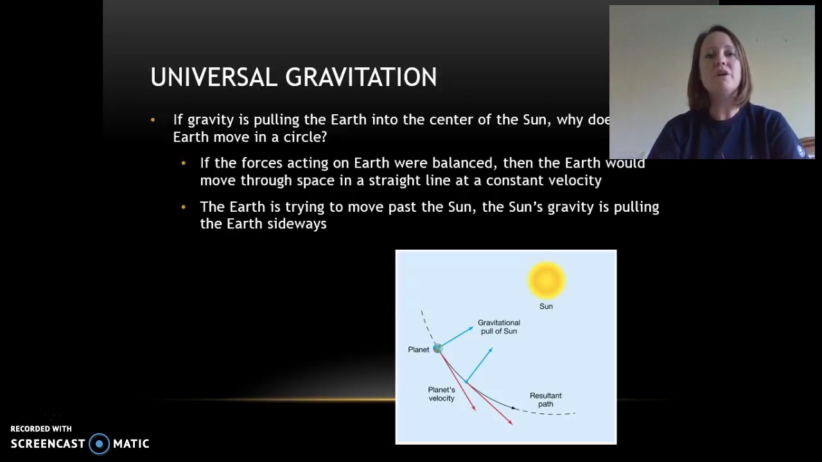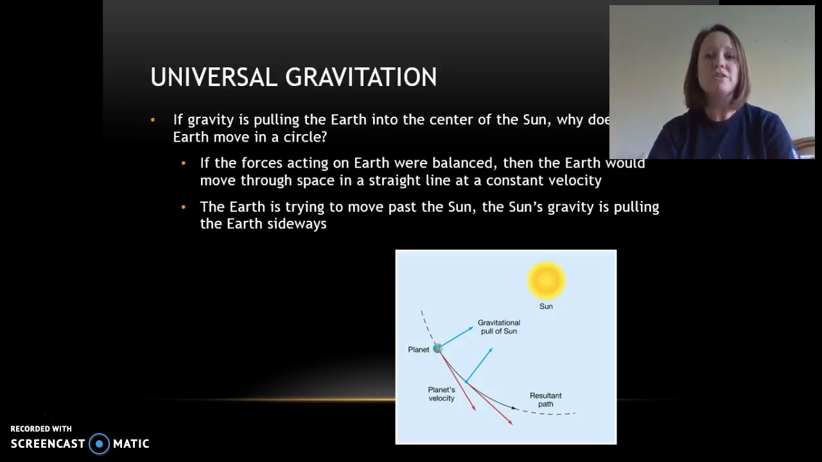Think about if you throw a baseball in outer space, it's going to keep flying in a straight line forever because there's no gravity pulling on it, there's no air friction stopping it. Whereas on Earth, if you throw a baseball, it's going to fall to the ground because of gravity. It's also going to slow down because of air friction.